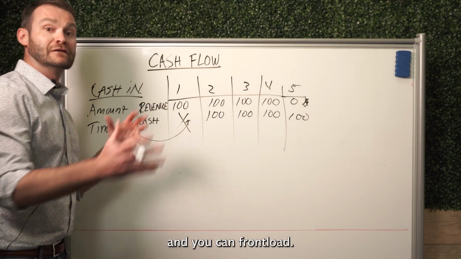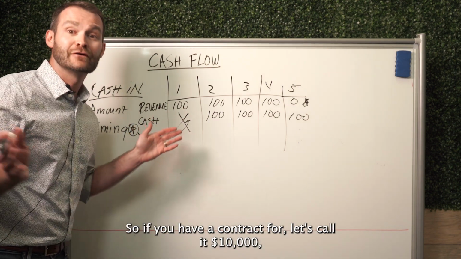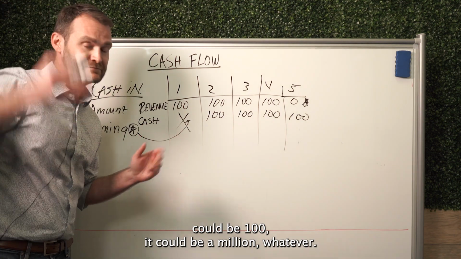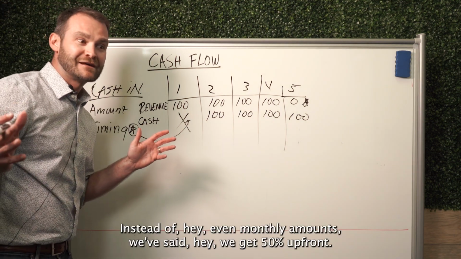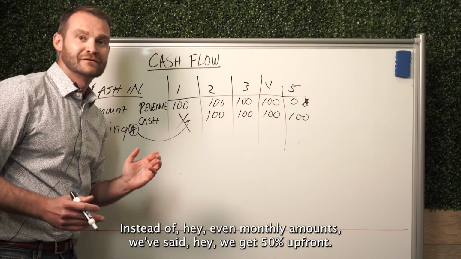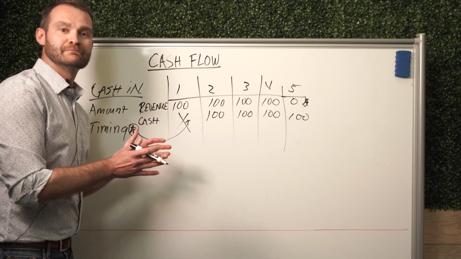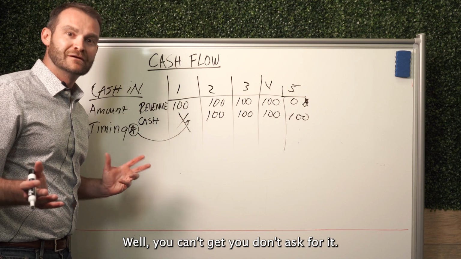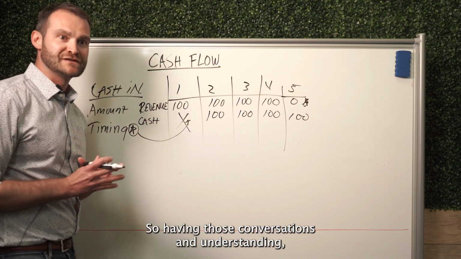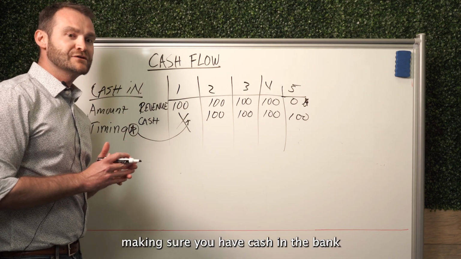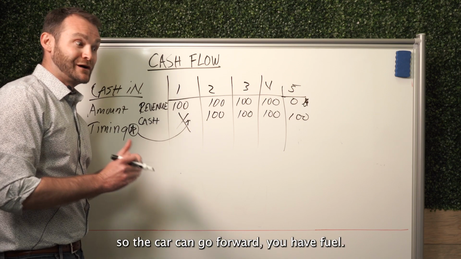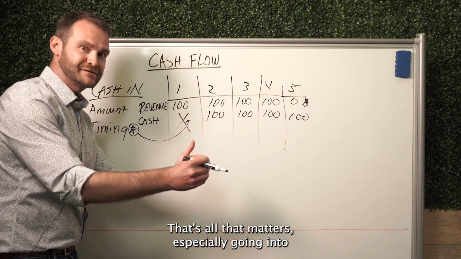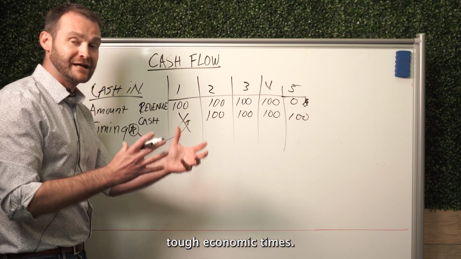And you can front load. So if you have a contract for, let's call it $10,000, could be 100, could be a million, whatever. Instead of even monthly amounts, what if you said, hey, we get 50% up front? Well, my customer will never do that. Well, you can't get what you don't ask for. So have those conversations and make sure you have cash in the bank so the car can go forward, you have fuel. That's all that matters, especially going into tough economic times.